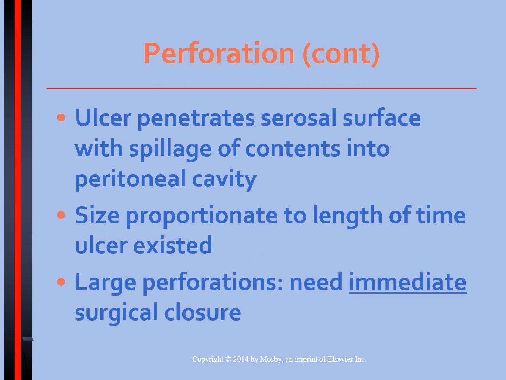So the ulcer really penetrates the serosal surface with spillage of contents into the peritoneal cavity. This is really dangerous. This can lead to what we call peritonitis as well. The size is proportional to the length of time the ulcer has existed. Large perforations need immediate surgical closure. The small little perforations really seal themselves and symptoms may be resolved.